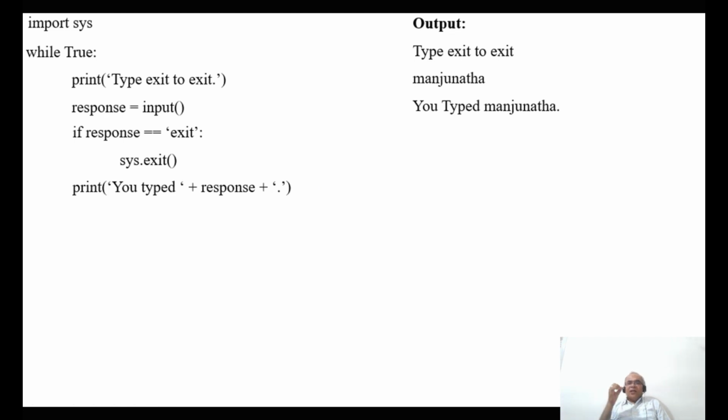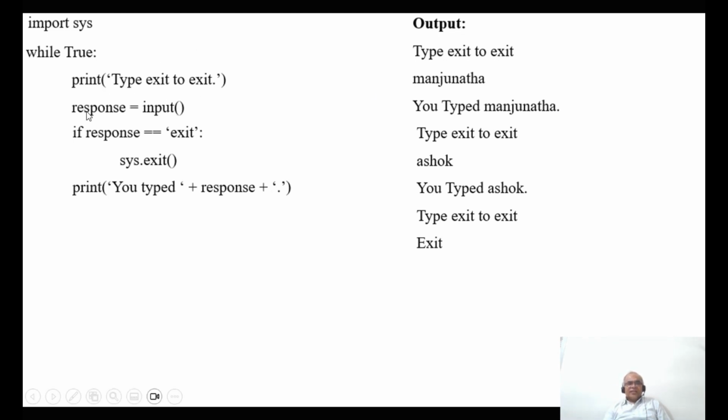Again it goes back, because the while condition is always true, so you get type exit to exit once more. The next time, instead of typing exit, I will type Ashok. Then the response Ashok is equal to exit? No. So it prints you typed Ashok. Again the condition is true, so it goes back and prints type exit to exit. Now I will type exit as the input. The response is exit. Is exit equal to exit? The condition is true, sys.exit, so it will exit the program. This is how the program executes.